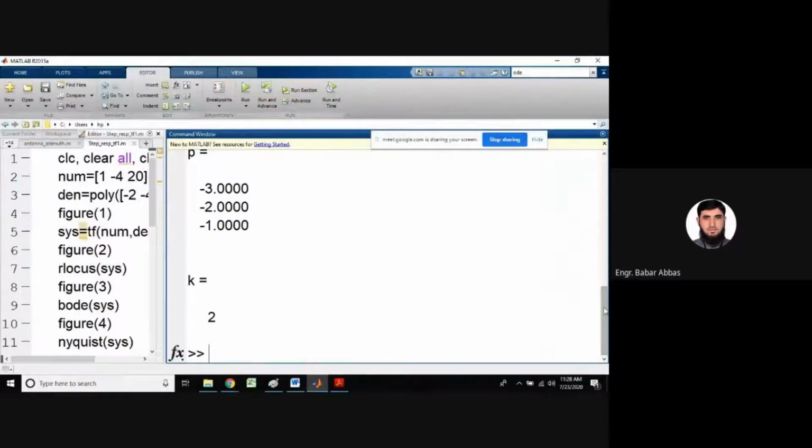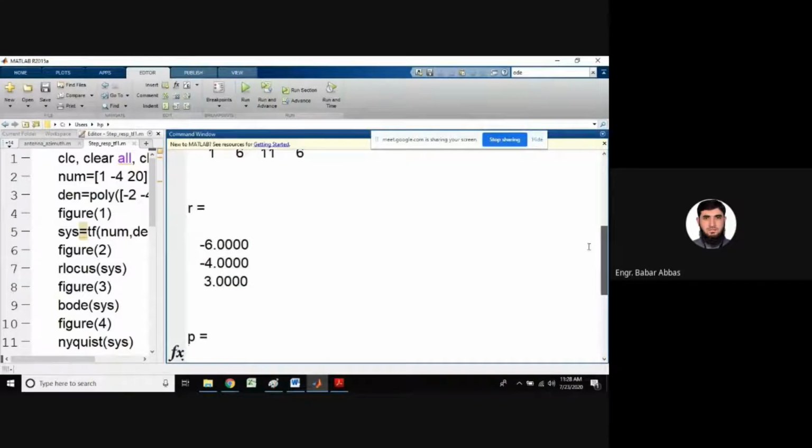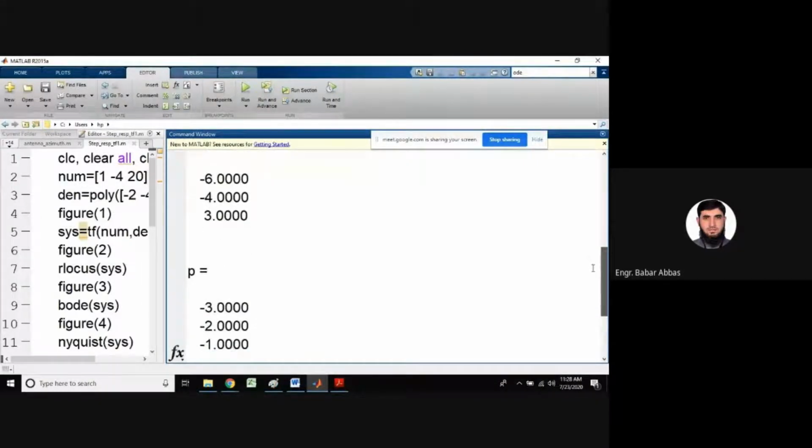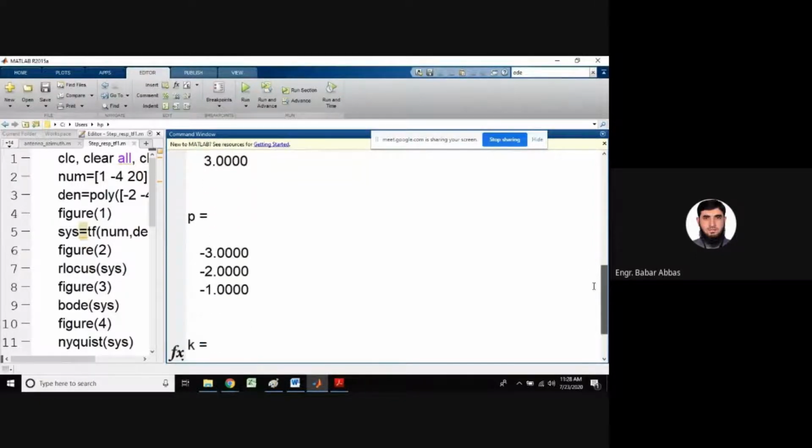So here in the command prompt, when executed, r is equal to -6, -4, and 3. The residues are against the poles -3, -2, and -1.